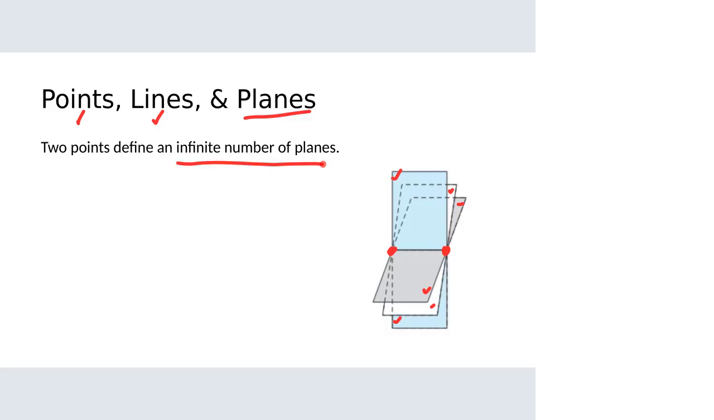So I have 2 points, and I have an infinite number of planes that could go through them, because I can rotate my plane a little bit further each time to get an infinite number of them that would pass through those 2 points.